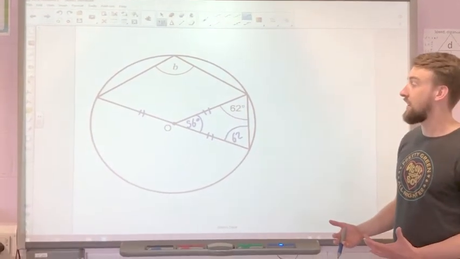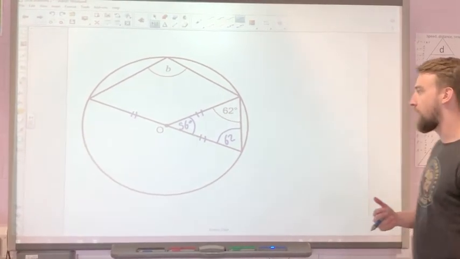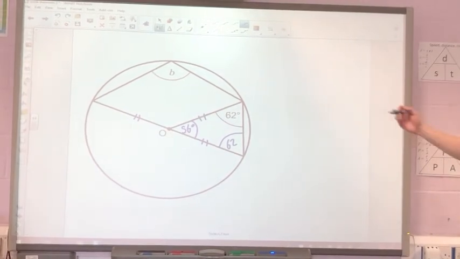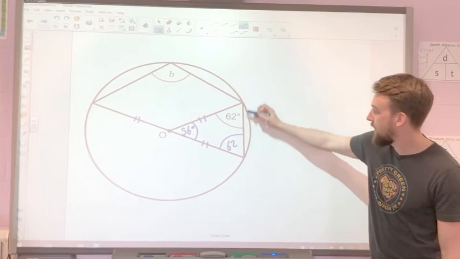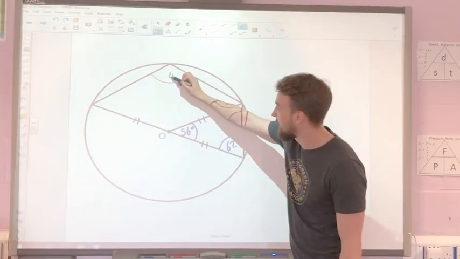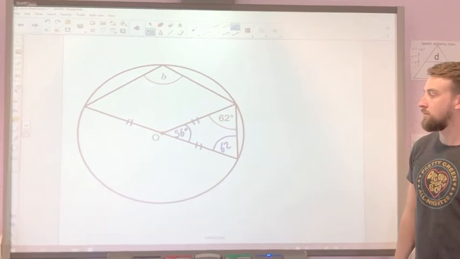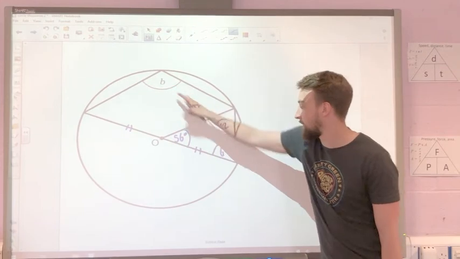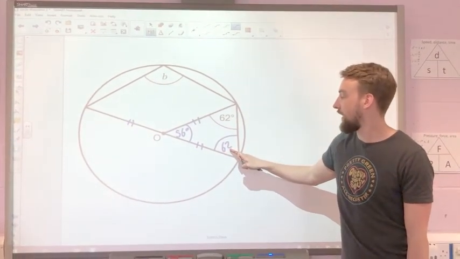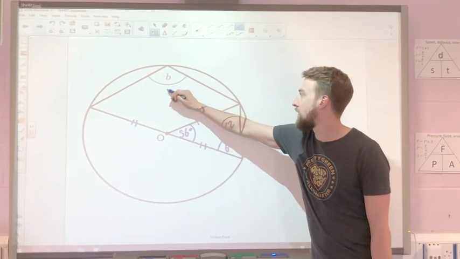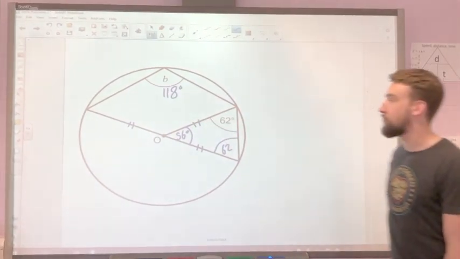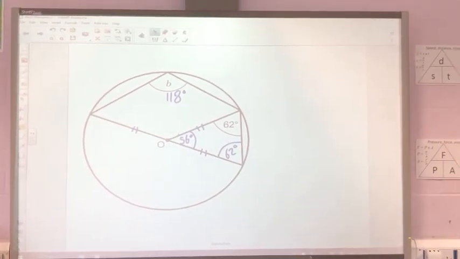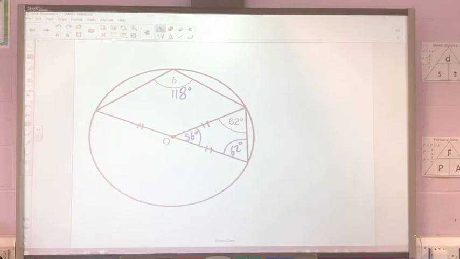So there's lots of ways we could take this next bit. You might have gone a different way. The way that we are going to look at this now is using the cyclic quadrilateral theorem. This angle here and this angle here are opposite angles in the cyclic quadrilateral. So these two here must add up to 180 degrees. So I'll take that from 180, 118 degrees. Well done if you managed to get any of those two right.